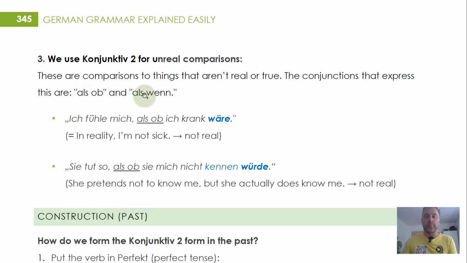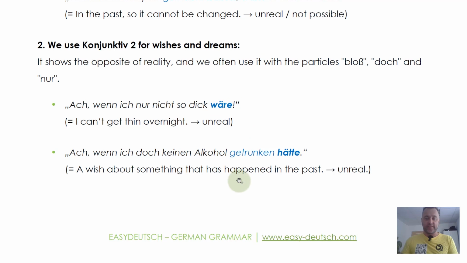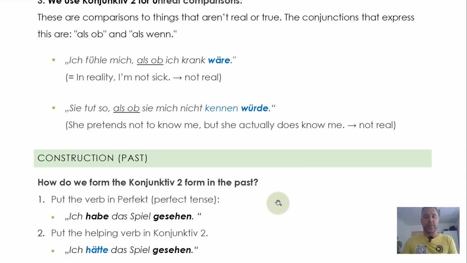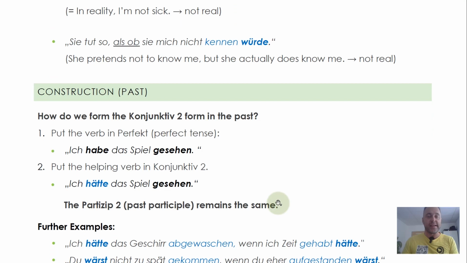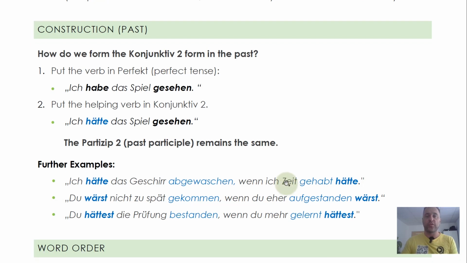So if you see als ob or als wenn as a conjunction, you know, Konjunktiv 2 is what you have to use here. And it's a lot about the past, like here. So how do we actually build the Konjunktiv 2 in the past? If you don't know how to create the Konjunktiv 2 at all yet, check out my other video about the Konjunktiv 2 in A2. There I'll explain everything to you, how to create the Konjunktiv 2 in present tense. This is the past tense.